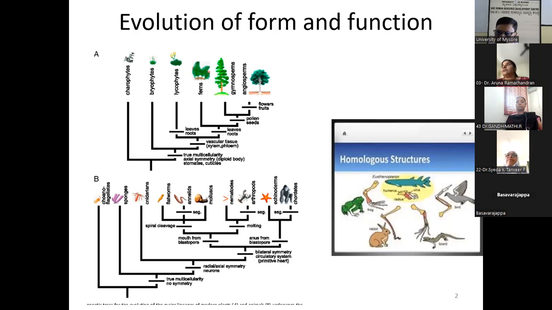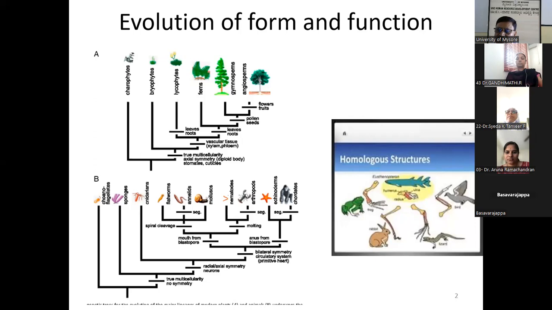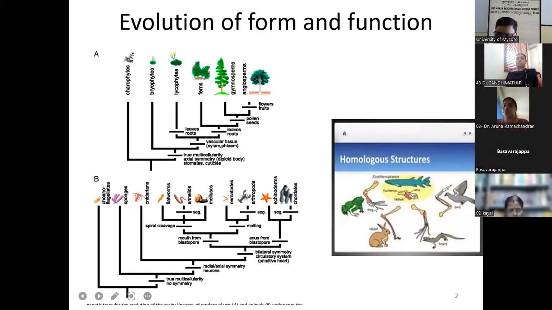You can see here, if you just take the evolution of limbs, for example, in case of fish, it is the fins. In case of frog or reptile, you will find the limbs. These are the modification of the same structure, evolution of limbs in tetrapods, that is animals that walk on 4 legs or swim or fly. The same thing is modified as a wing in the case of birds.